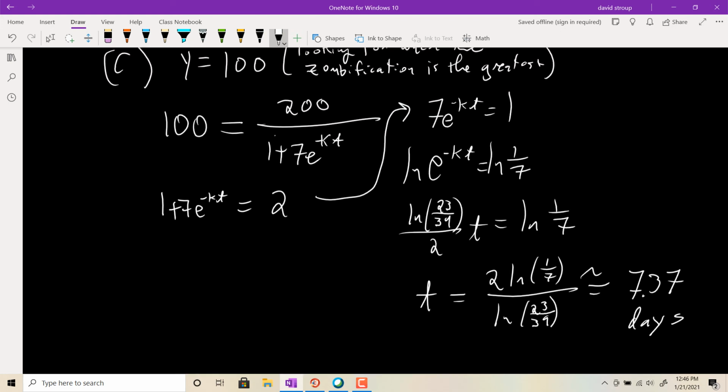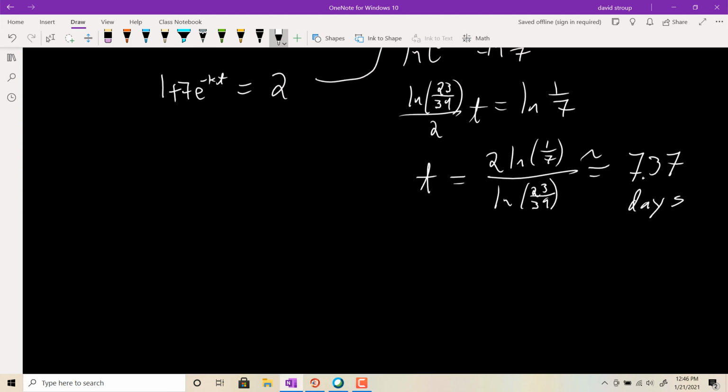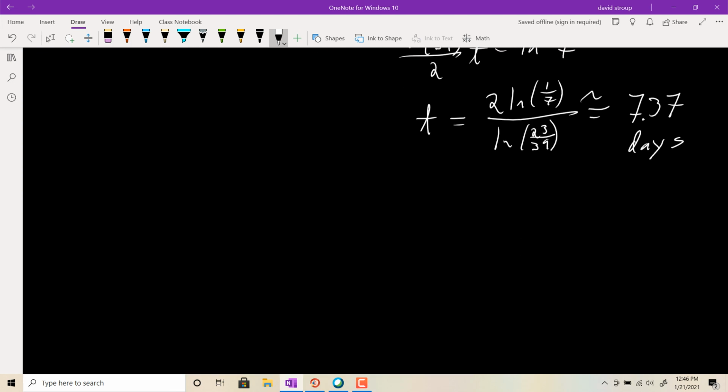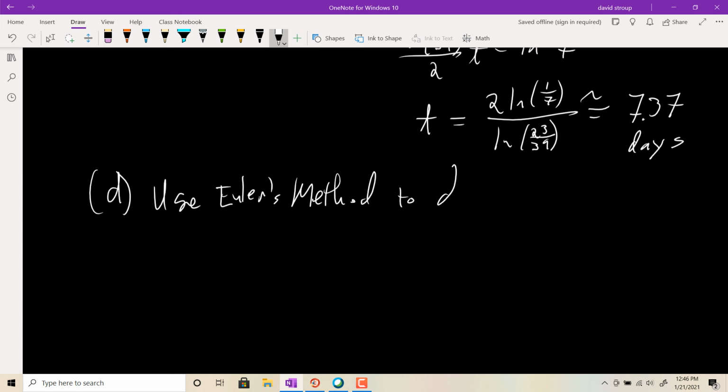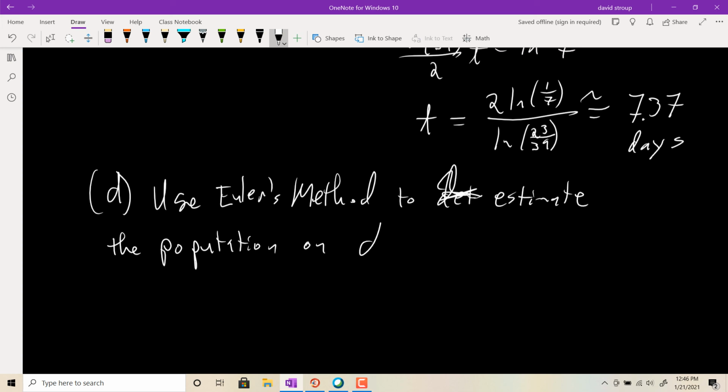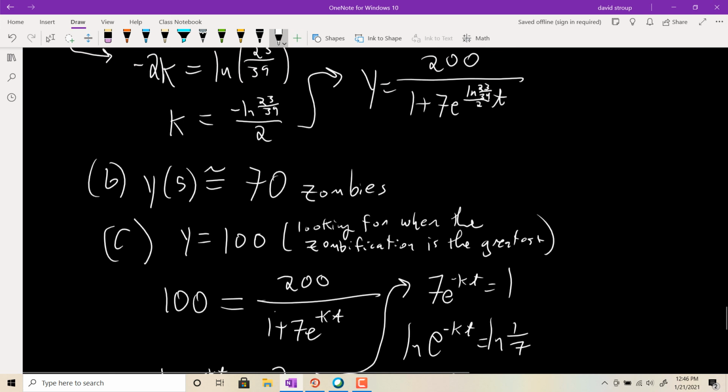Okay. Part D, they want you to use Euler's method to get an approximation instead of part B. So part D, use Euler's method to determine or to estimate a population on day 5. So it's basically you're just redoing part B.